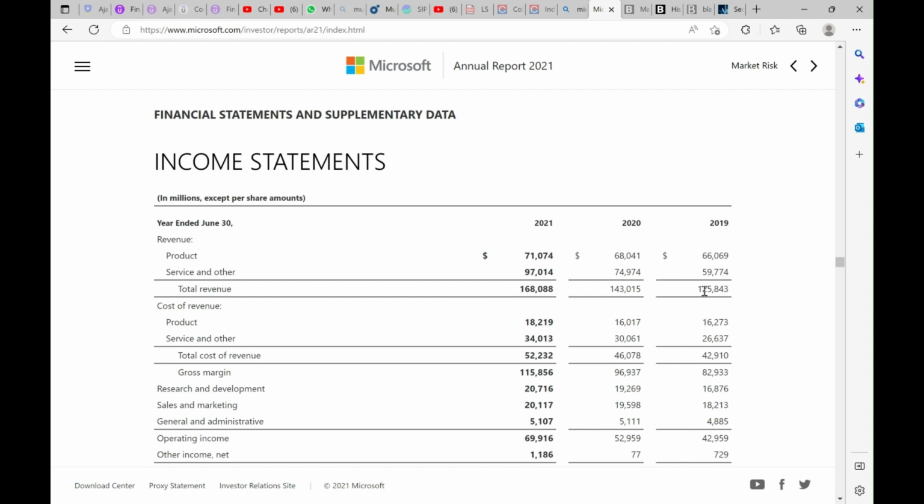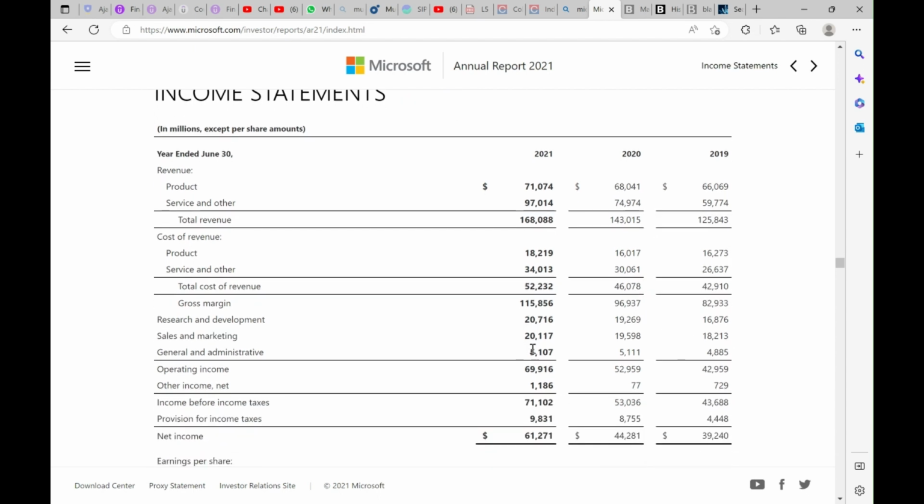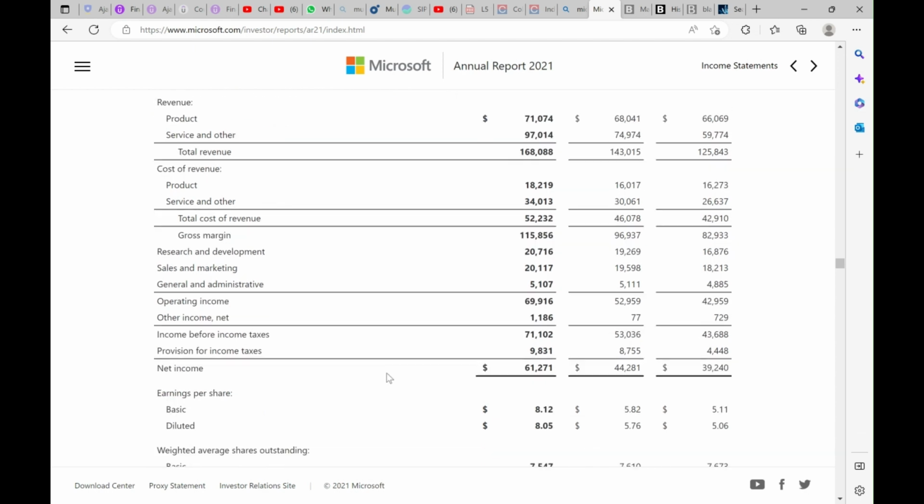So they say 2019 is 125,843 million dollars, which is good, and the increase to $143 million in 2020 and $168 million in 2021, which is pretty good. So it's progressing. Similarly, we go to the other things. Every cost revenue is increasing every year from 2019 to 2021.